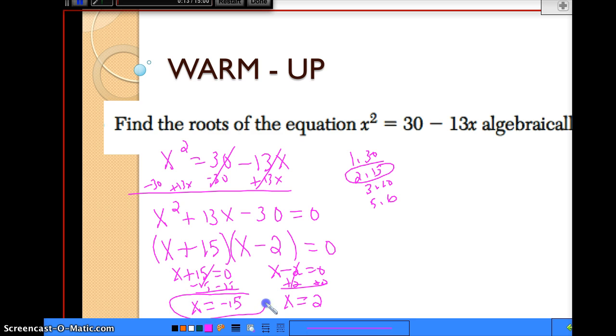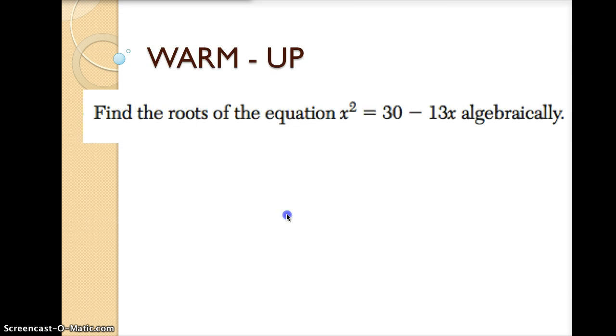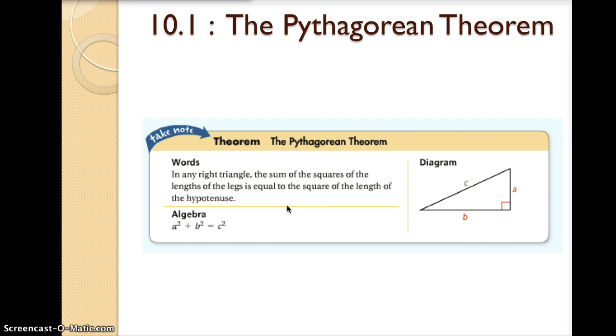I'm not going to go ahead and do that because I'm going to be cut short in time, but make sure you guys know that you have to go through the double check because you have two answers, two roots. Okay, also don't forget that if you were to ever graph this, the two roots would cross the x-axis at negative 15 and positive 2, and the parabola would open up because a is positive. So just a reminder.